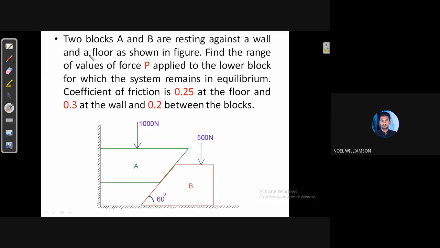Here, two blocks A and B are resting against a wall and a floor. So this is the wall and this is the floor. Here you are given two blocks A and B, which are resting against the wall and the horizontal floor as shown in the figure. So it is placed as shown in this figure. Now find the range of values. Range of values means they are asking for the minimum and maximum values.